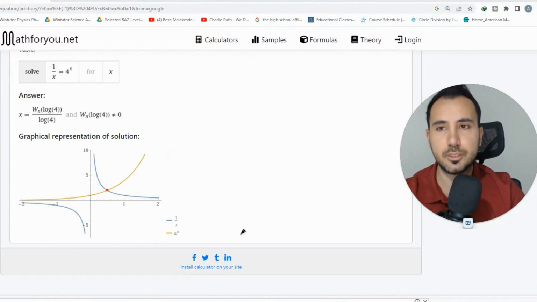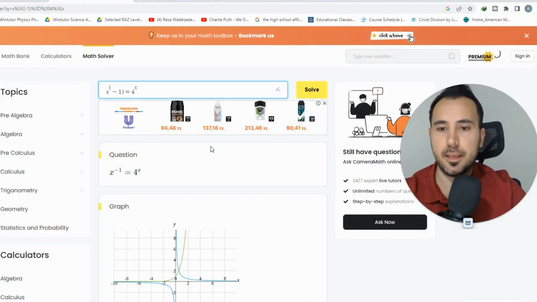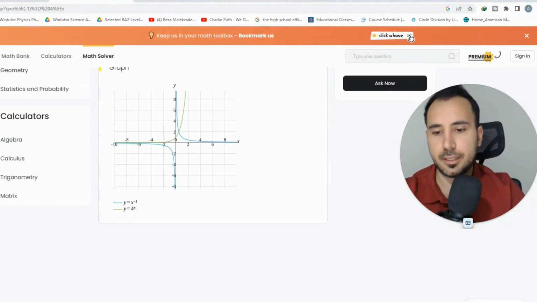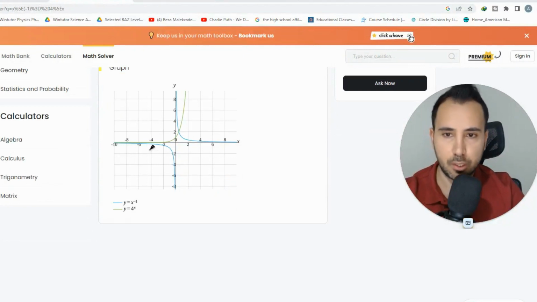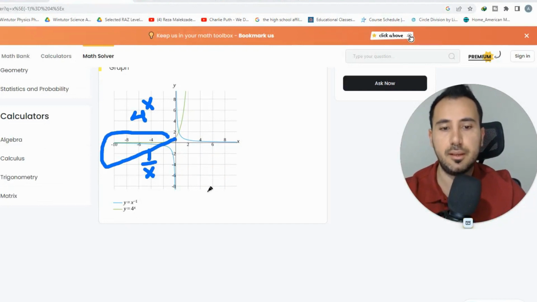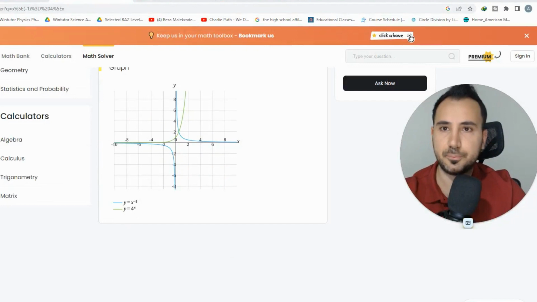Okay. So let's just check out the next website. So again, it's the same thing. Okay. But one thing that I think is worth mentioning is that 1 over x, this blue one, is always negative on the left hand side over here. But this exponential one, the green one, 4 to the power of x, is always positive. So there would be never a negative solutions around here. Okay, let's check out the next website.